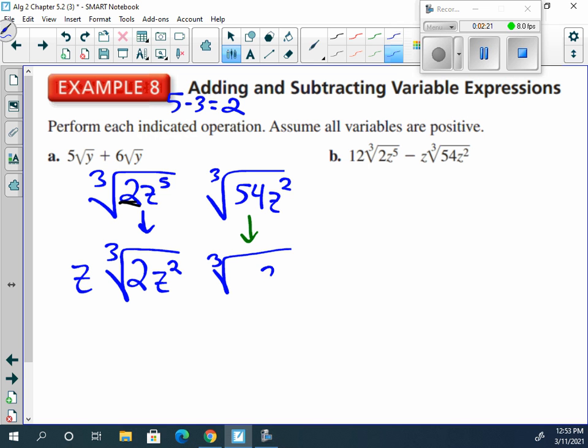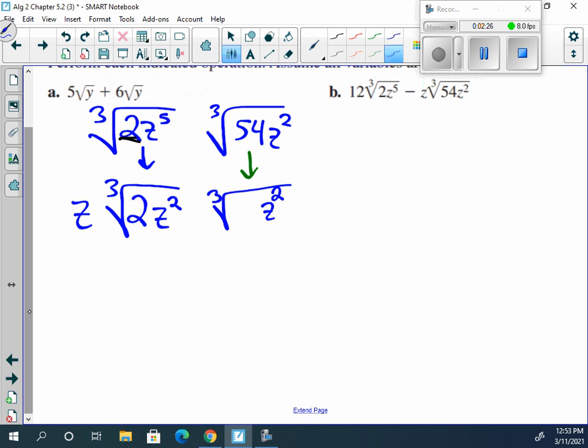Now, we can't take the cubed root of z squared, but we can take the cubed root of 54. Not directly, because we need this to be 2z squared on the inside if we're going to be able to add or subtract. They need to be the same. So let's look at the factor tree of 54. What number do we know that goes into 54? I'm going to say 2, and 27. The reason I picked 2 is that the other one has a 2, so I need this one to have a 2.